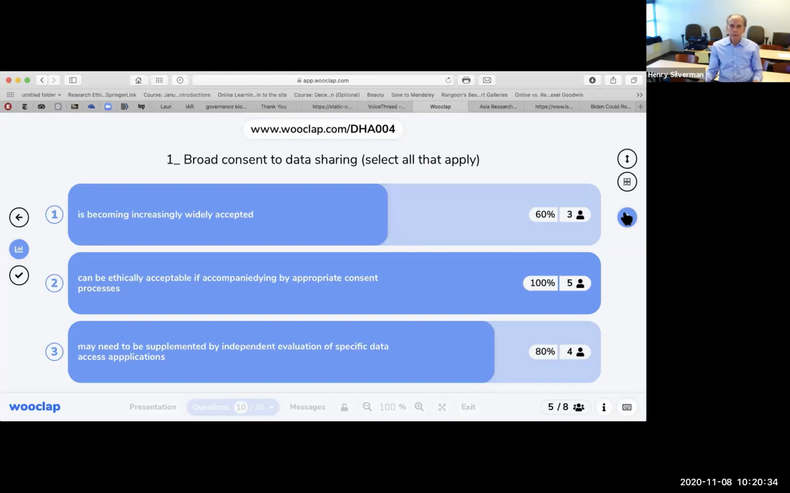All of these answers apply. It is becoming increasingly widely accepted, though I'll go over other approaches. It is acceptable if there are appropriate consent processes and may be supplemented by regulations involving accessing the data from the biobank itself, and we'll go over that.